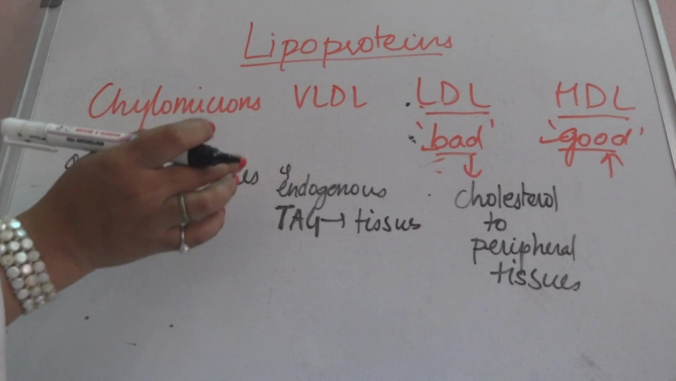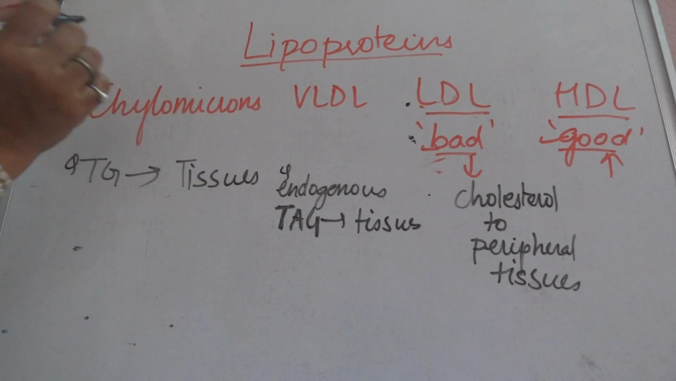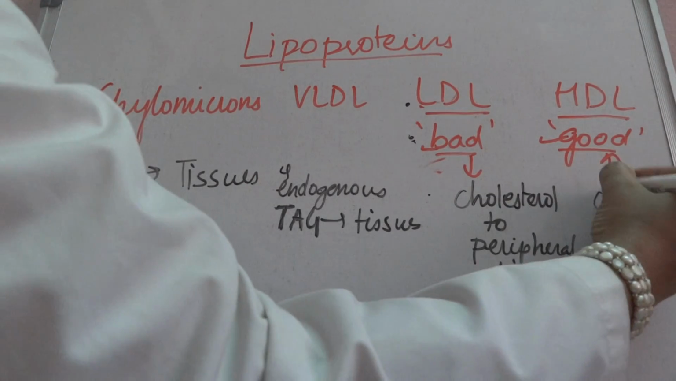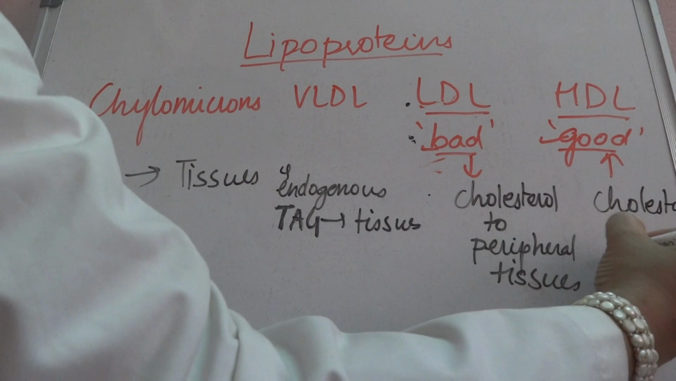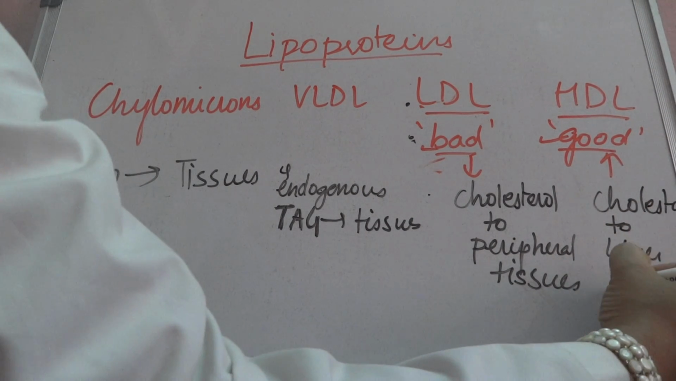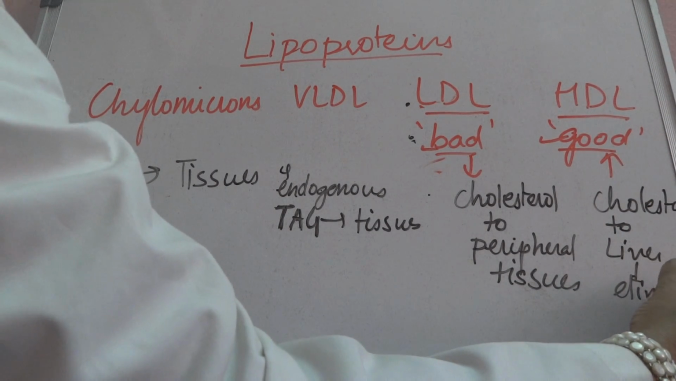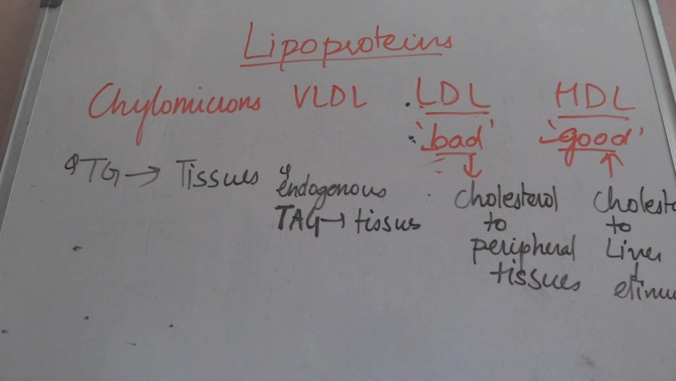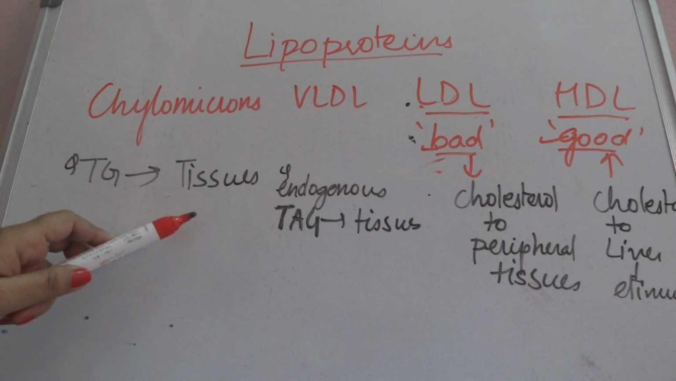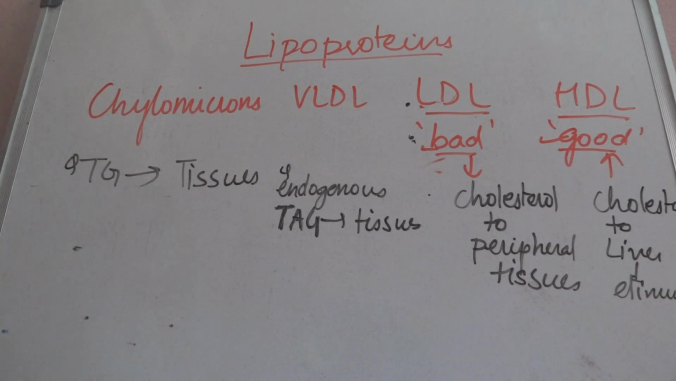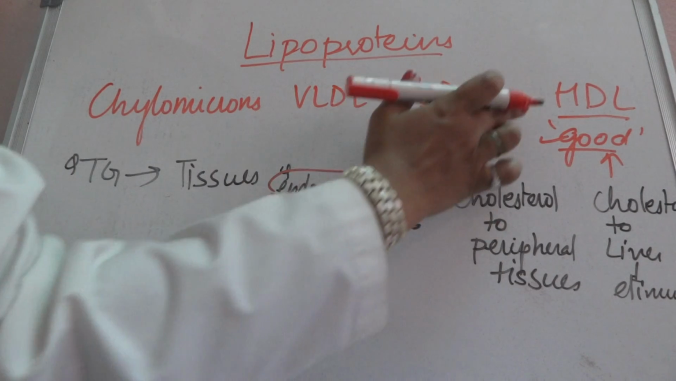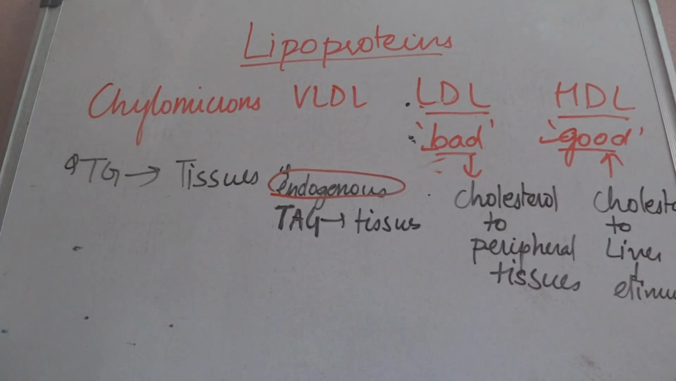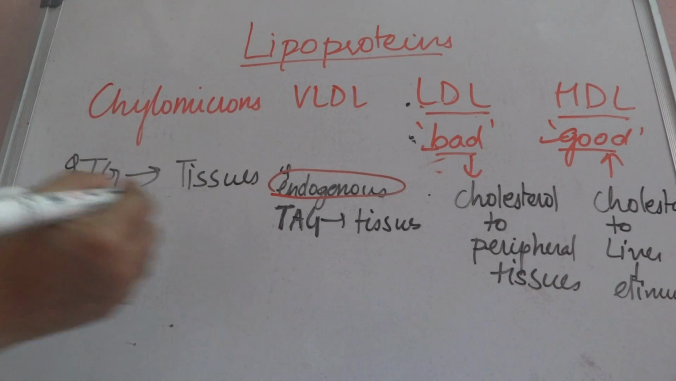Now what does HDL do? HDL transports cholesterol to liver for elimination. So it will also transport cholesterol, but it transports cholesterol to liver, and from there it is eliminated. Okay. So this is chylomicron. It will transport triacylglycerol to tissues. VLDL transports endogenous triglyceride to the tissues. LDL transports cholesterol to peripheral tissues, and HDL transports cholesterol to liver. So this is about the function.